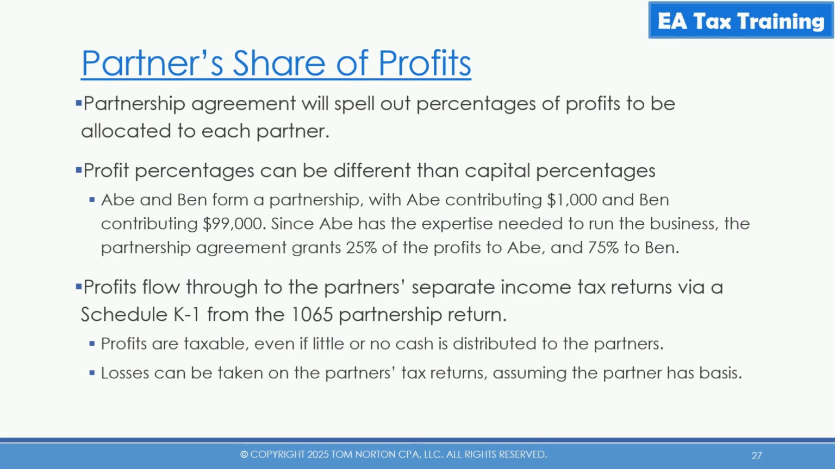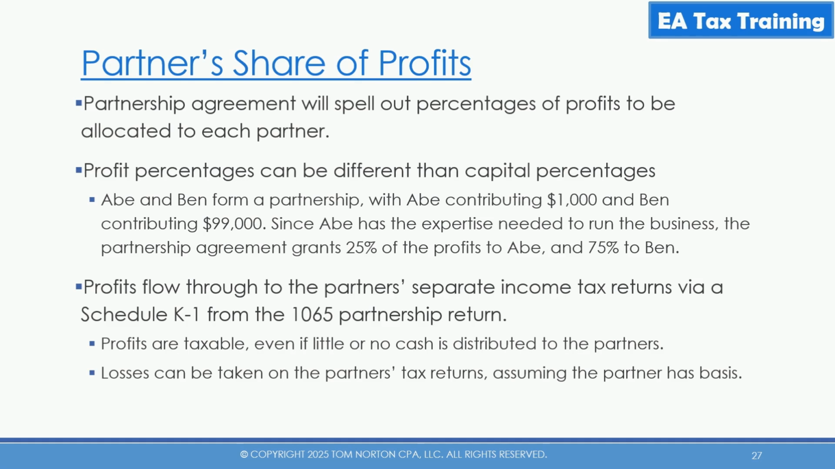Since Abe has the expertise needed to run the business, the partnership grants 25% of the profits to Abe and 75% to Ben. So for capital purposes, Ben is 99% and Abe is 1%. But for profit and loss purposes, Ben is 75% and Abe is 25%.